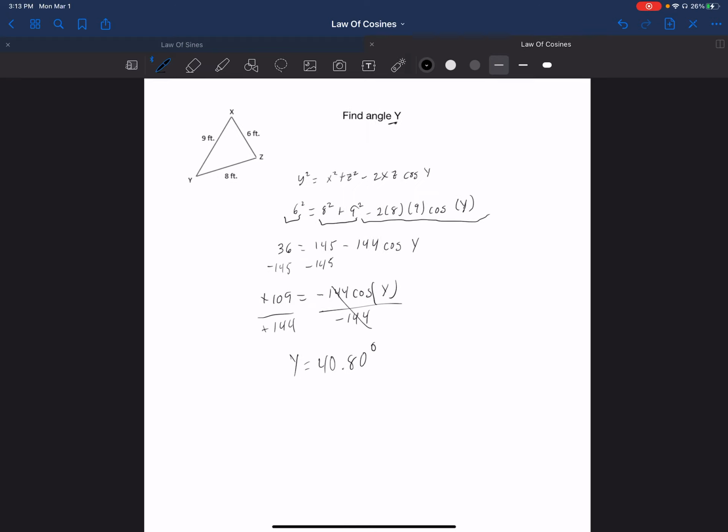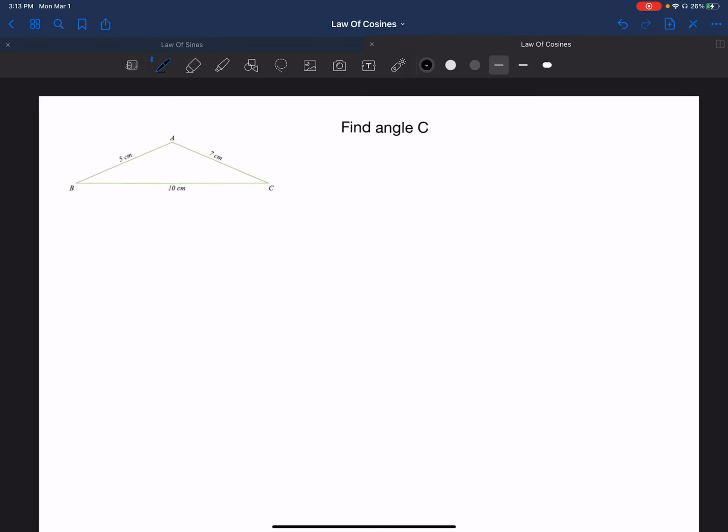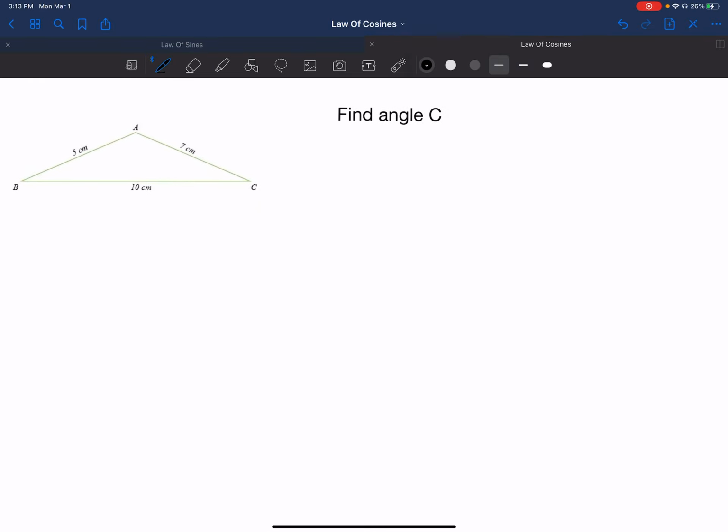So now let's look at the last example. Again, we're looking for an angle. So we're looking for angle C. So we should start our equation with C squared equals the other two letters, square and add it, minus 2AB times the cosine of C.